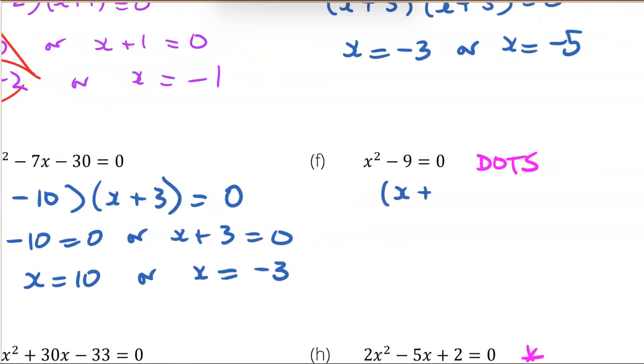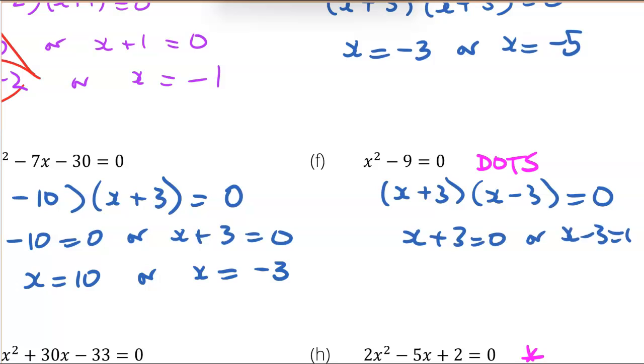This one's a difference of squares. So you've got a plus 3 and a take 3. So x plus 3 equals 0 or x take 3 equals 0. x is negative 3 or x equals positive 3. To be perfectly honest, when we started looking at these types of questions, we did a plus 9 and then did our square roots. This is actually a better system.